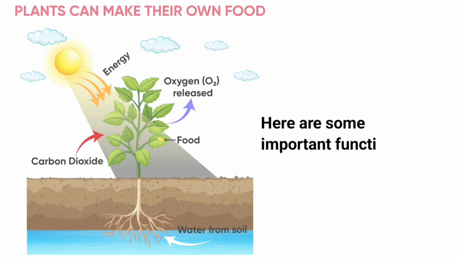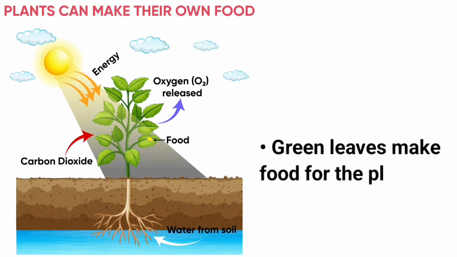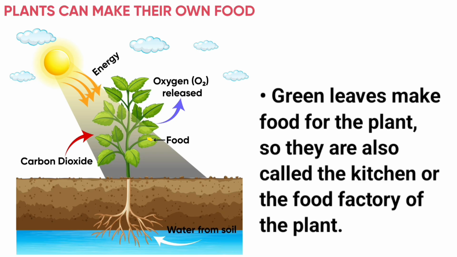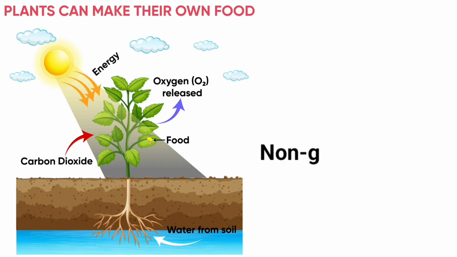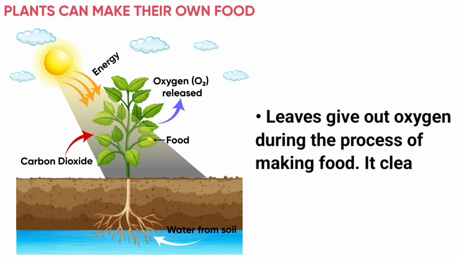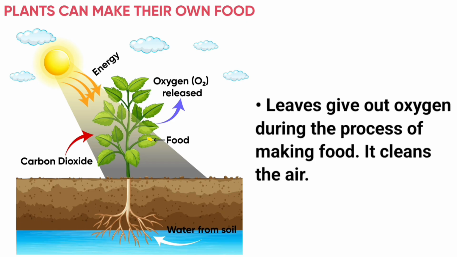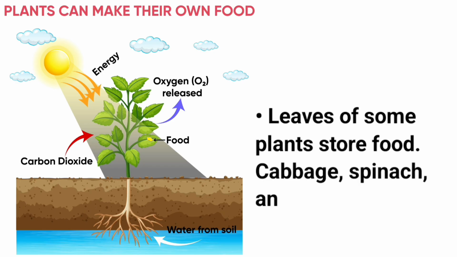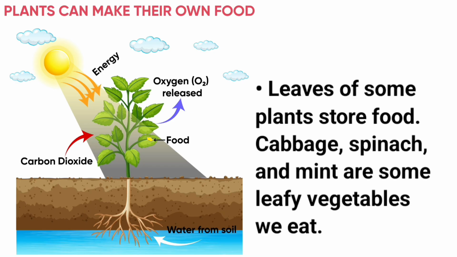Here are some important functions of the leaf. Green leaves make food for the plant, so they are also called the kitchen or the food factory of the plant. Non-green plants like mushrooms cannot make their own food. Leaves give out oxygen during the process of making food. It cleans the air. Leaves of some plants store food. Cabbage, spinach and mint are some leafy vegetables we eat.